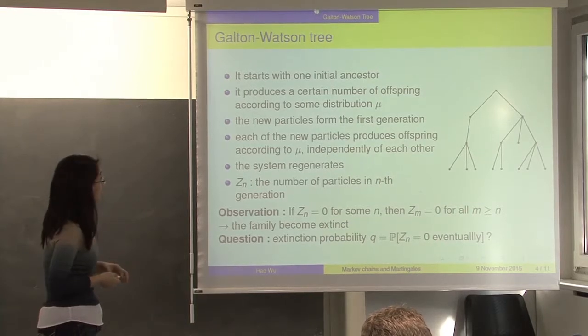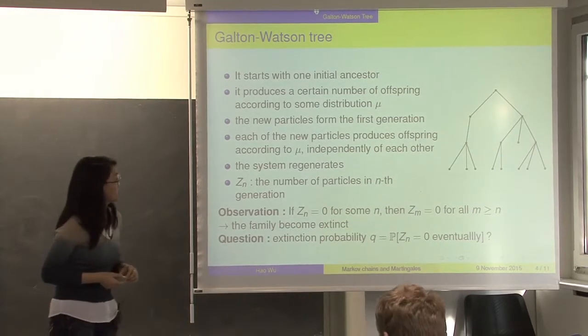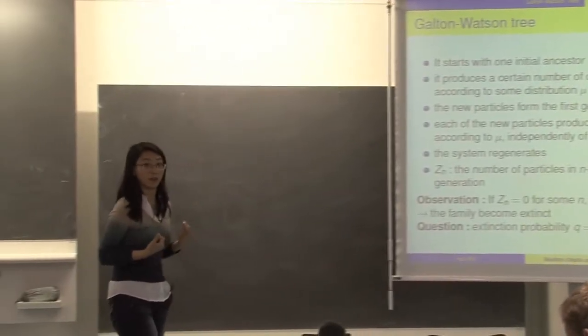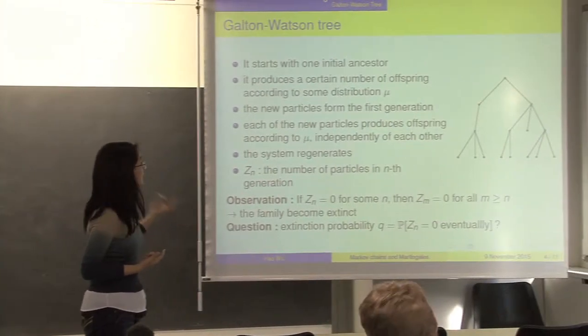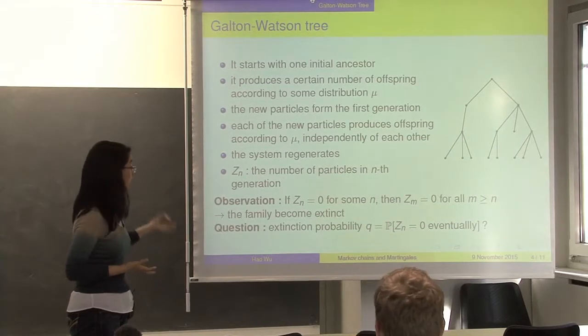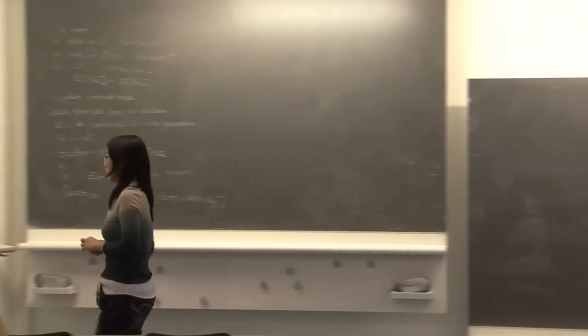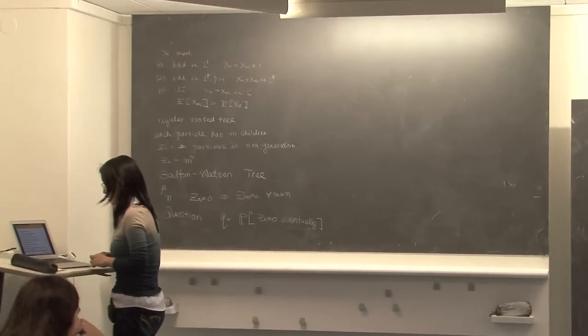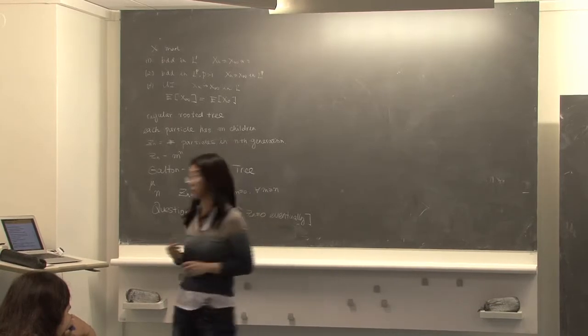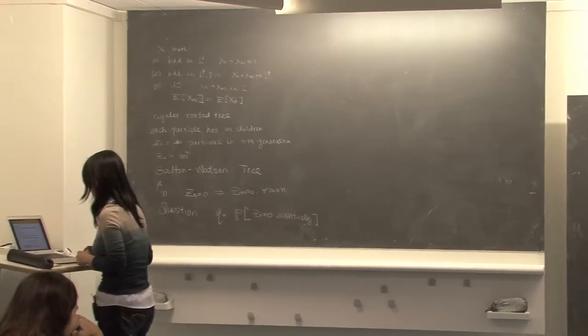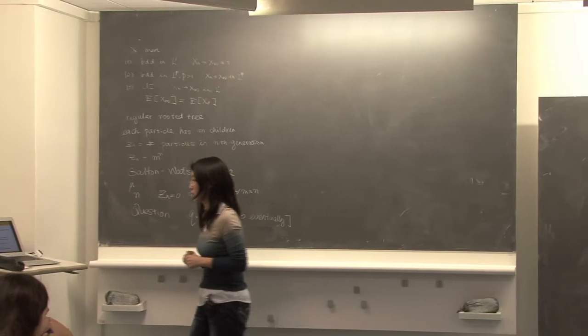So the rough idea is, if this measure mu will give us more children, then we are likely to survive. But if this measure mu has a small number of children, then we are likely to go extinct. So this is the question. And in fact, this question can be explicitly answered by a property of this random distribution mu. So before we answer this question, we introduce several notations.